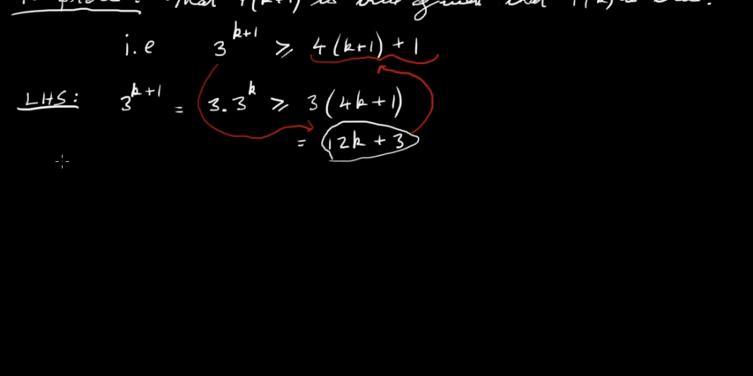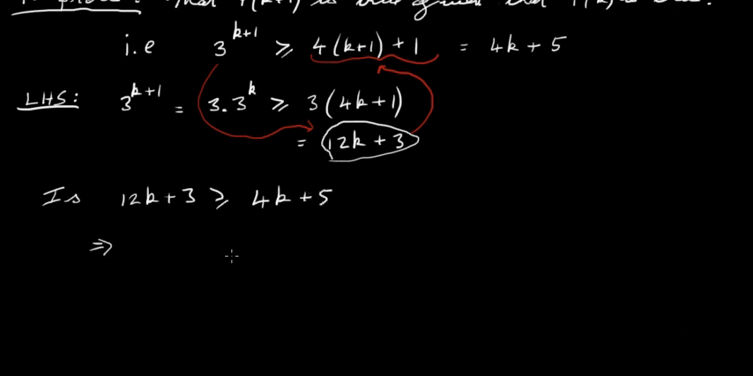So, is 12k plus 3 greater than or equal to the right hand side of what we want to prove? The right hand side of what we want to prove here is just going to be 4k plus 4 plus 1, which is 5. So that's what this simplifies to. Is that greater than 4k plus 5?